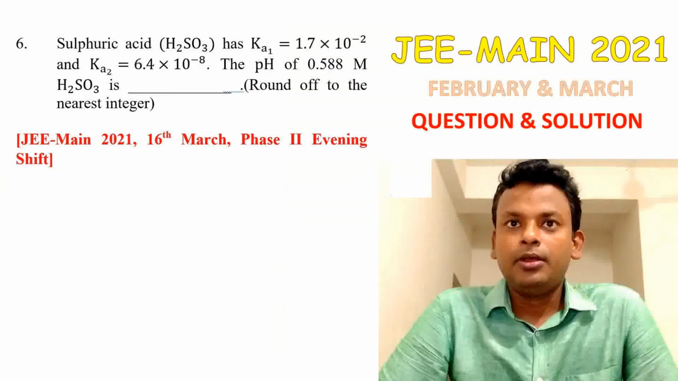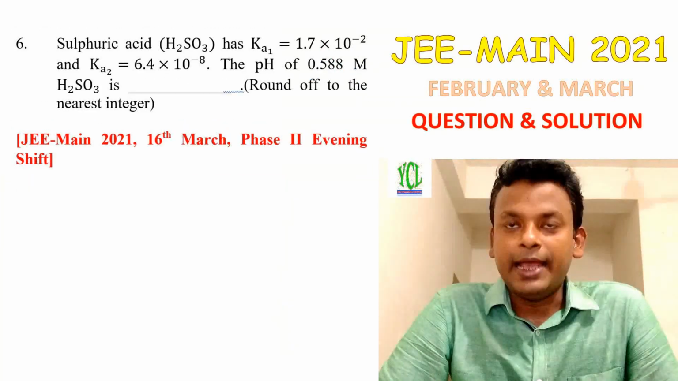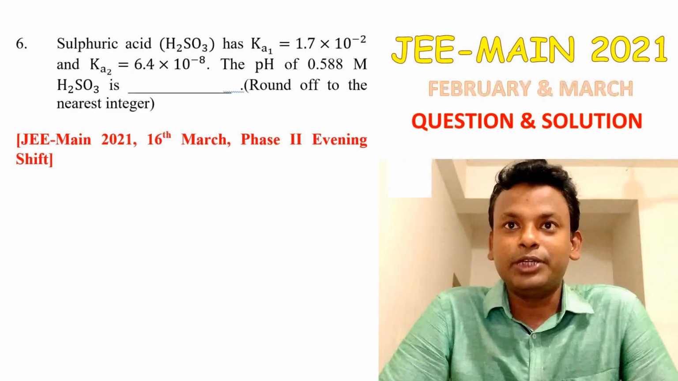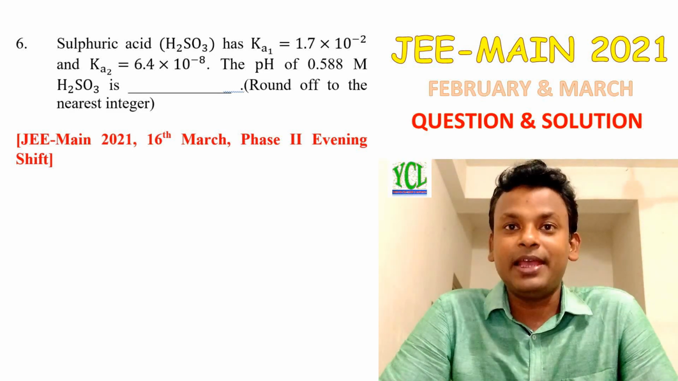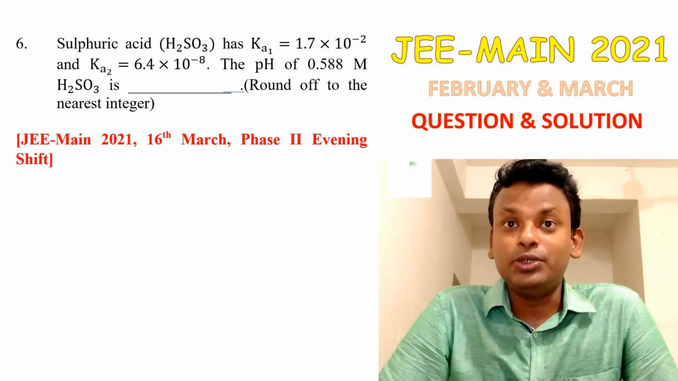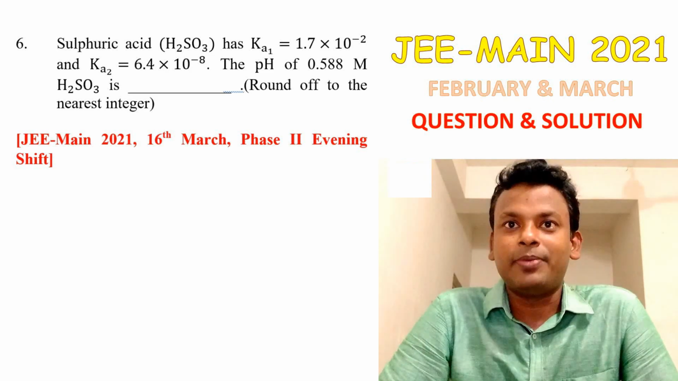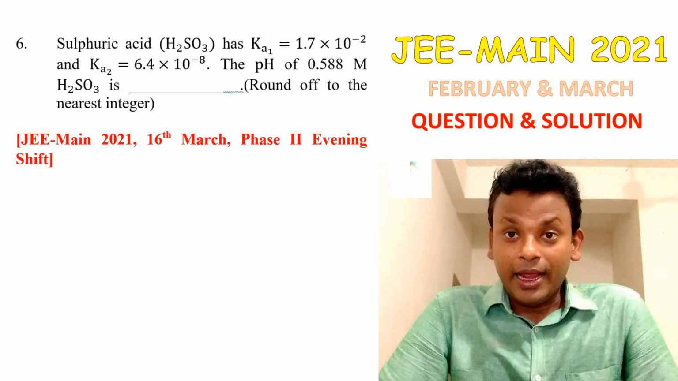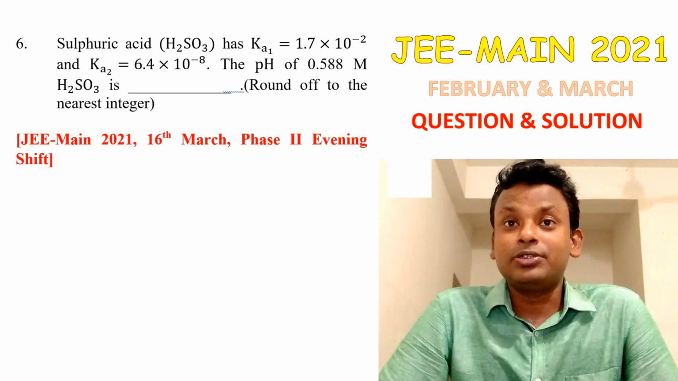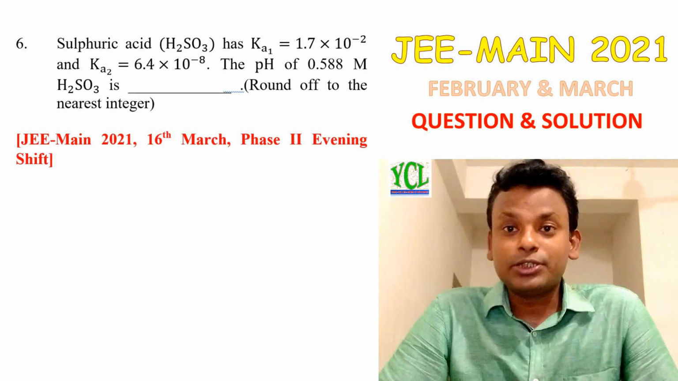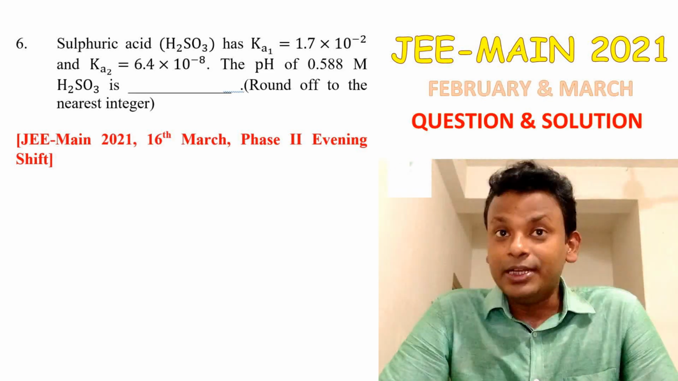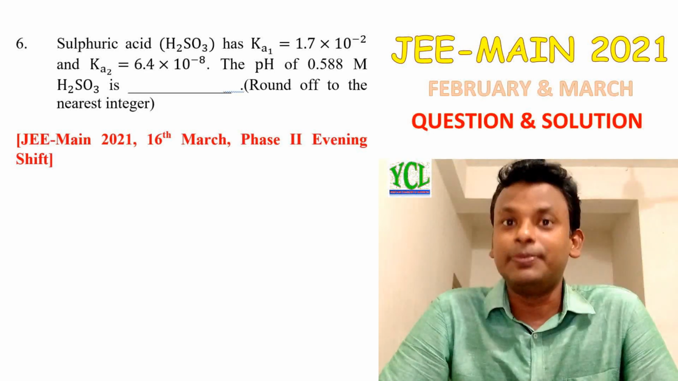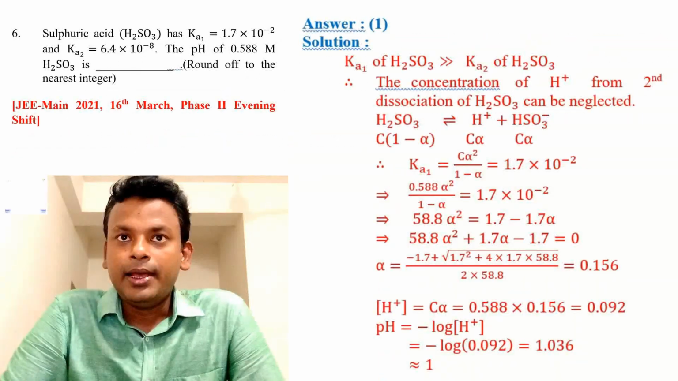And next question, number 6. H2SO3 has Ka1 equals to 1.7 into 10 to the power minus 2 and Ka2 equals to 6.4 into 10 to the power minus 8. The pH of 0.588 molar H2SO3 is, and this question was set in 2021, 16th March, page 2, evening shift, and answer is 1.